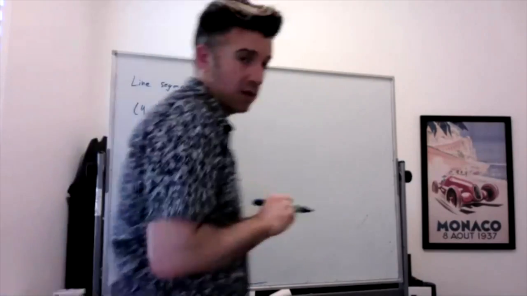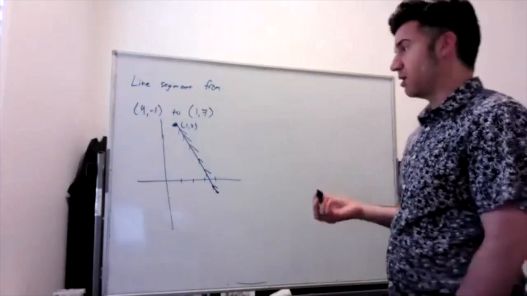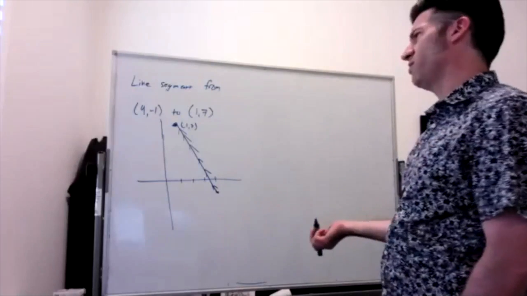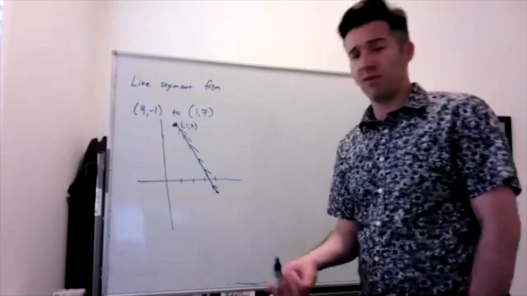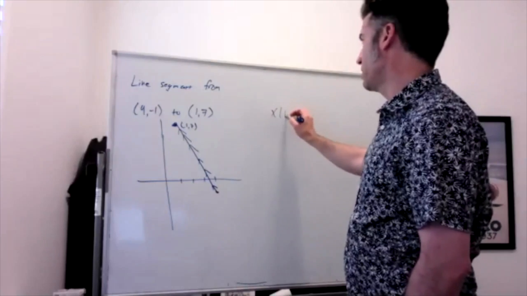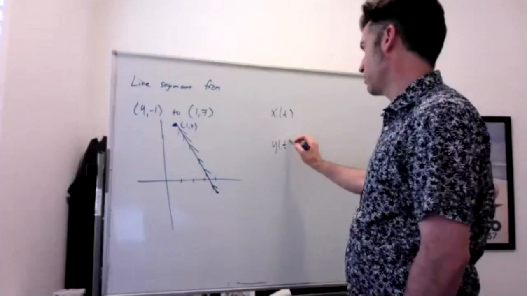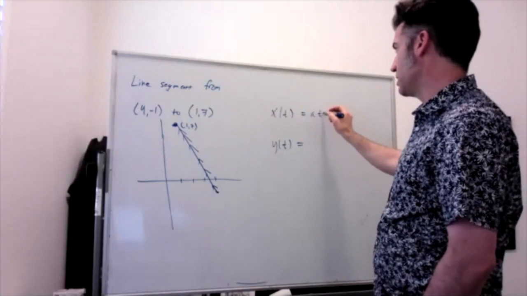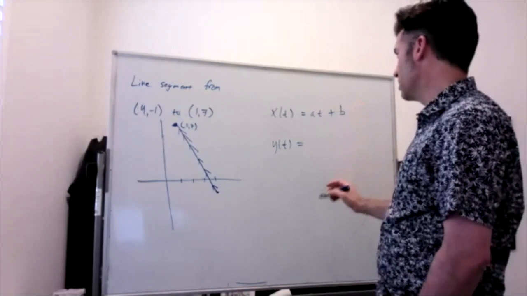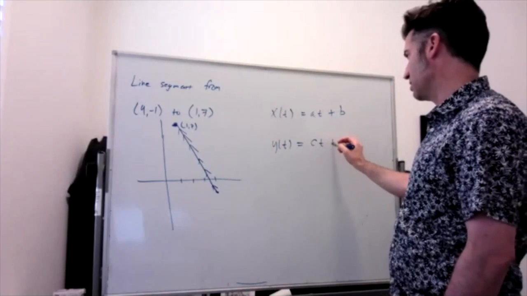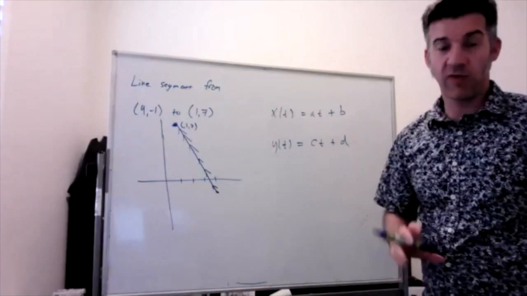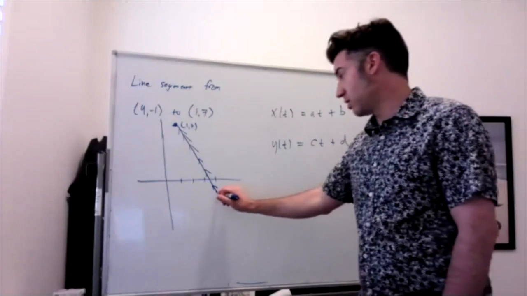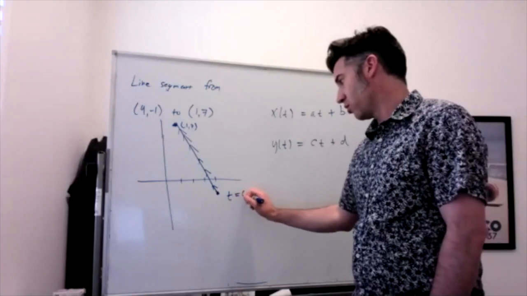Okay. So typically what we do is we find the slope. Do we find the slope? I don't know if we really even need the slope. Here's what we do. We have x of t and y of t. And x of t is going to be some at plus b, and y of t is going to be some ct plus d. For lines anyway.